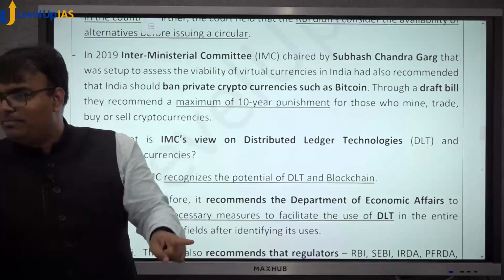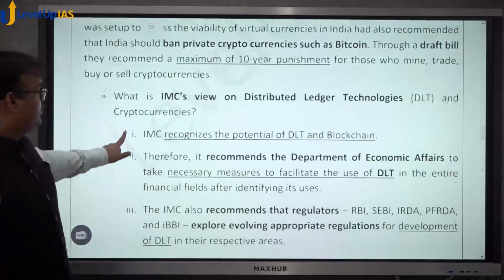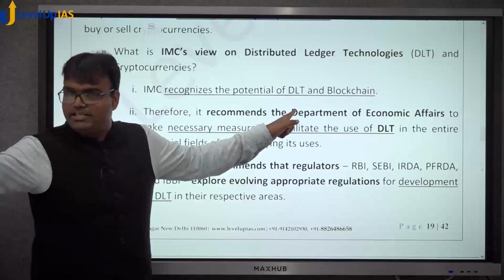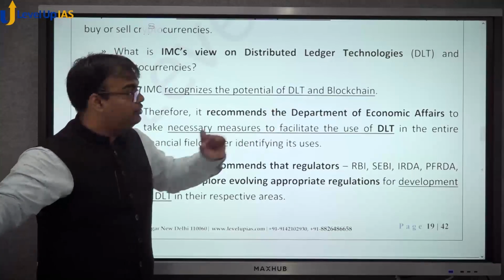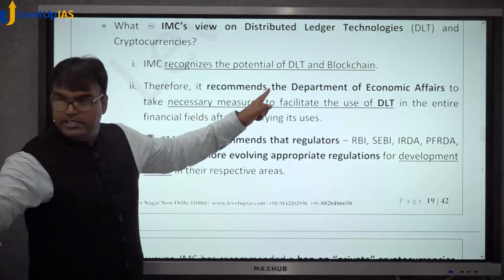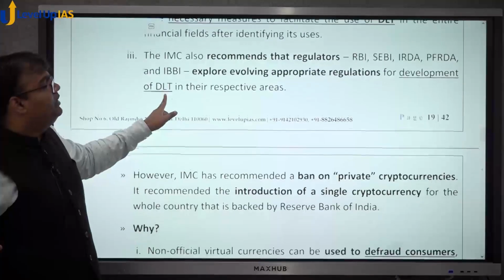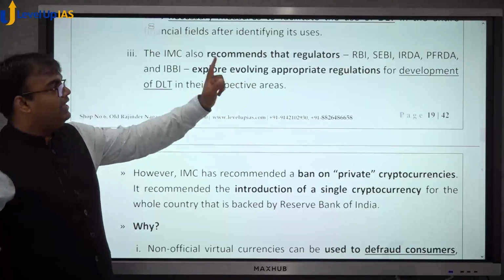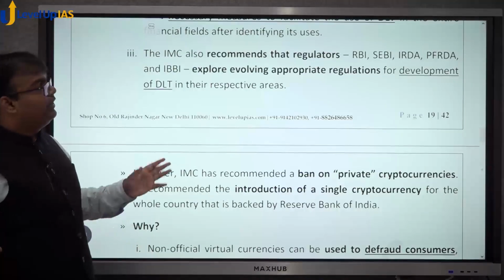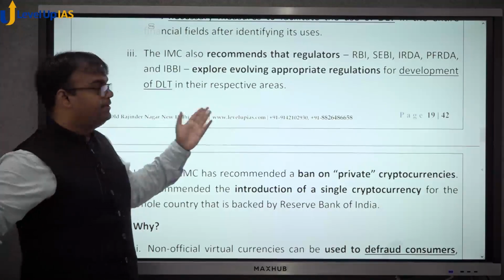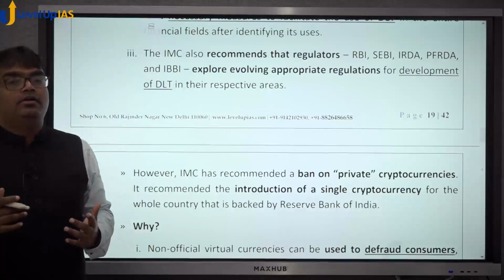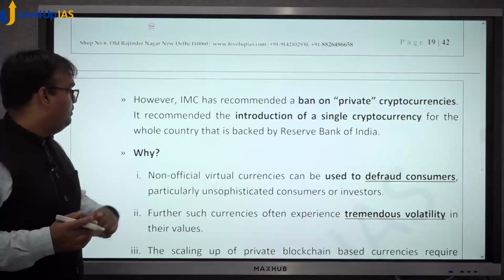हमने देखा blockchain के बहुत सारे applications हैं. तो it recommended potential of distributed ledger technology. Blockchain क्या है? Distributed ledger technology है. It recommended Department of Economic Affairs to take necessary measure to facilitate the use of DLT. It also recommended regulators, RBI, SEBI, IRDA, PFRDA, IBBI to explore evolving appropriate regulation for development of DLT in their respective areas. तो DLT blockchain को यूज करना है अलग अलग एरियाज में, बट प्राइवेट क्रिप्टो करेंसीज को बैन करने की बात इन्होंने कही थी.